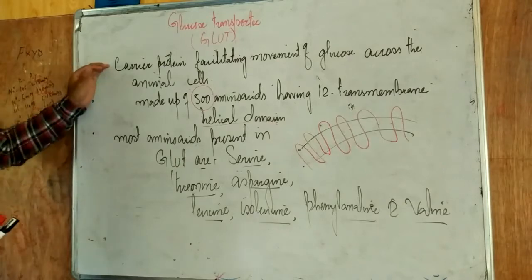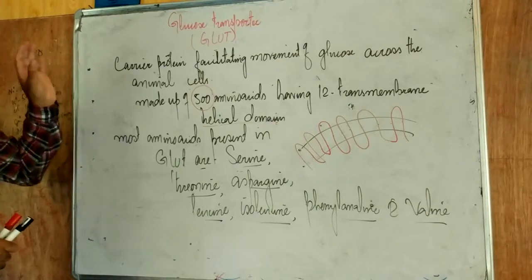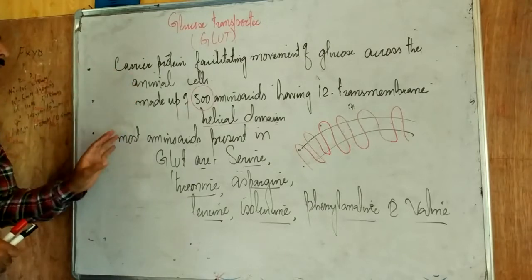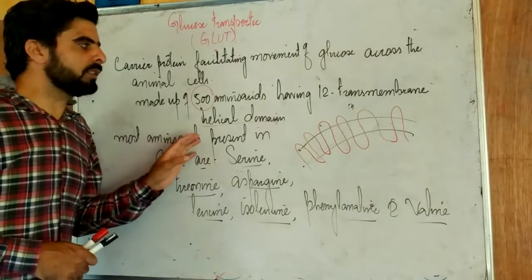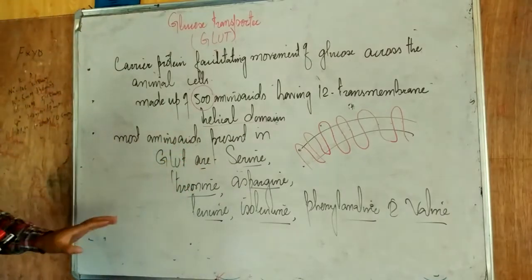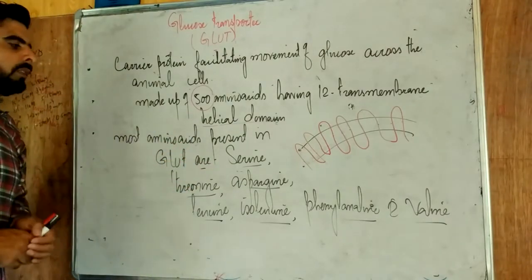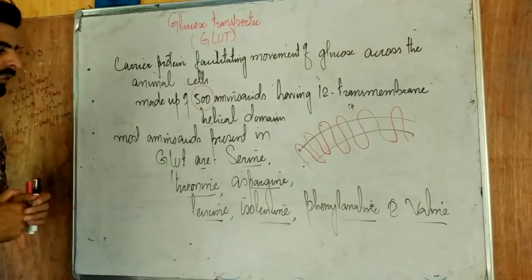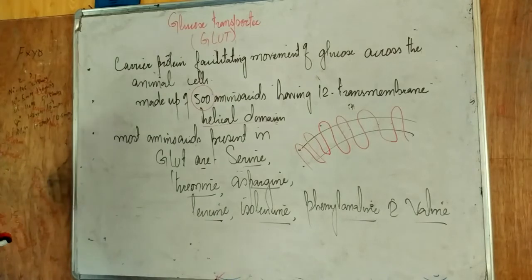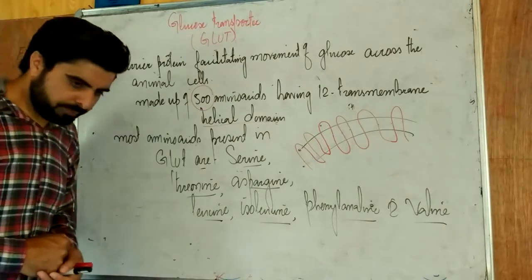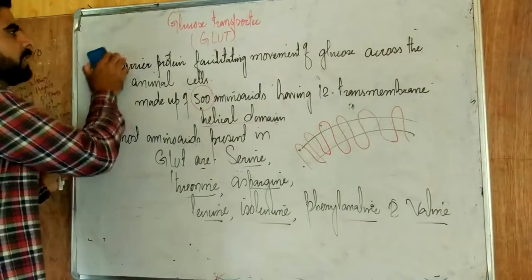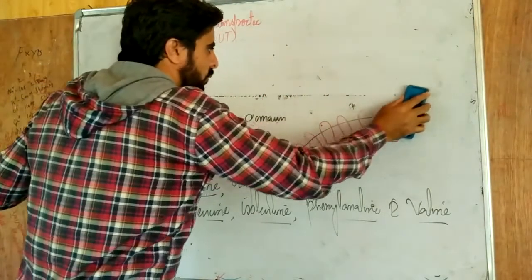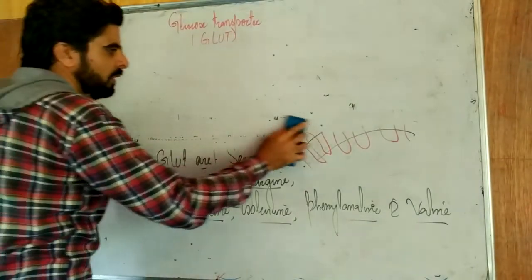So this is the brief introduction about the GLUT. It is a carrier protein which is facilitating the movement of glucose across the animal cell. It is made up of 500 amino acids having 12 transmembrane helical domains. The most important amino acids present in the GLUT are serine, threonine, asparagine, leucine, isoleucine, phenylalanine, and valine. Let's look at the different types of GLUTs present in the animal cells, where they are present and what their function is.